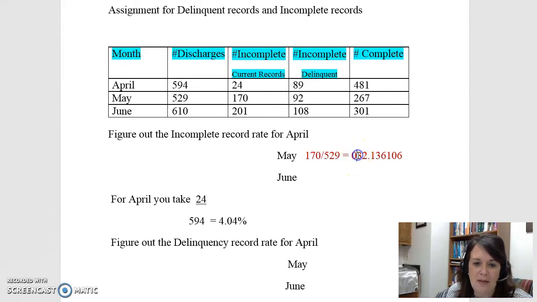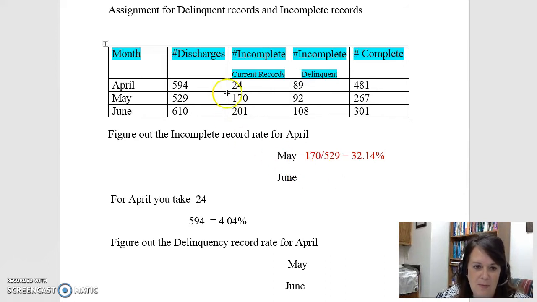Okay, so we can essentially drop that 0 and say that it is 32.136106%. Or we could say that it's 32.1 and 366 would round this to a 4% if we went to 2 places. Okay? Hope everybody follows that.